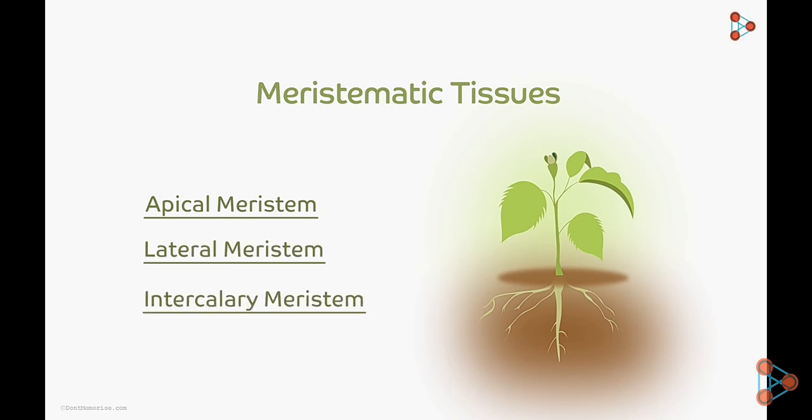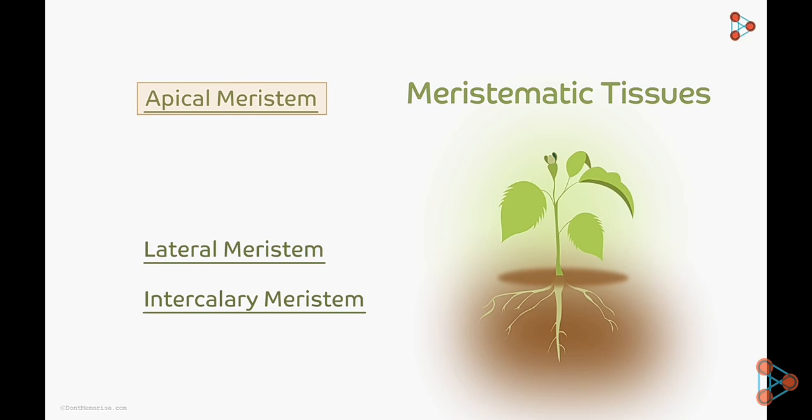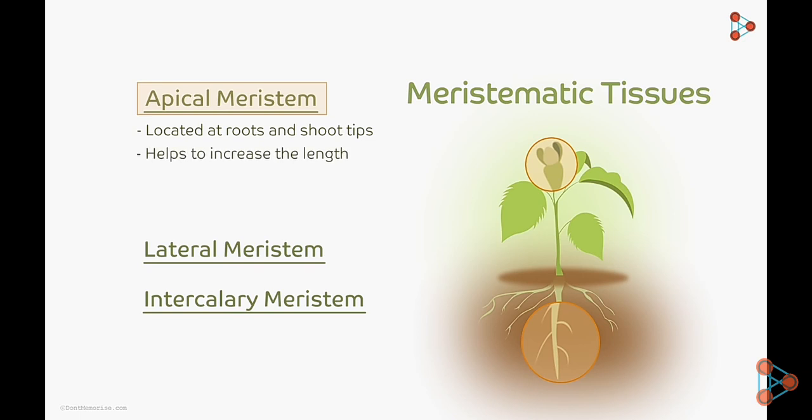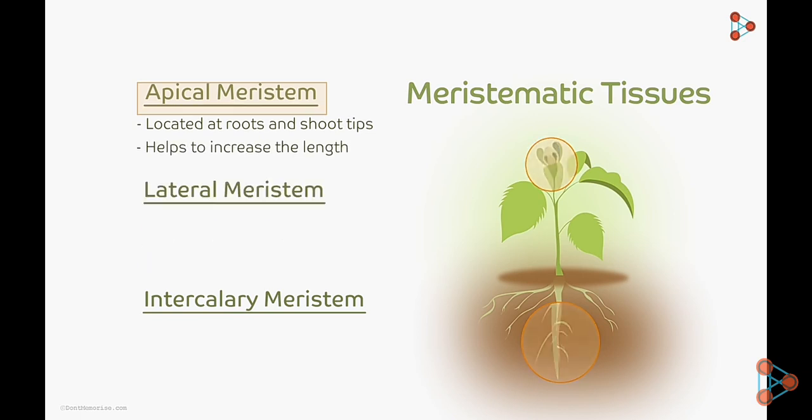Do not be let down by these difficult names. Let me make them easy for you to understand. Apical meristem tissues are found in the growing tips of the stems and the roots. This tissue divides and helps increase the length of the plant. What about the second one?